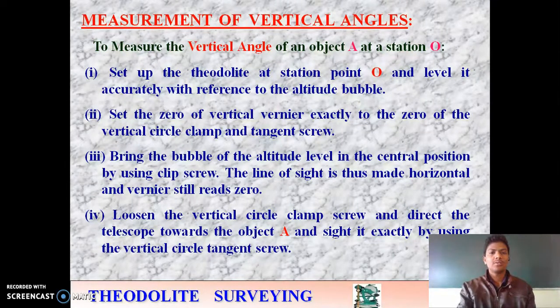To measure the vertical angle of an object A at a station O, set up the theodolite at station point O and level it accurately with reference to the altitude bubble. Set the 0 vertical vernier exactly to the 0 of the vertical clamp and tangent screw.